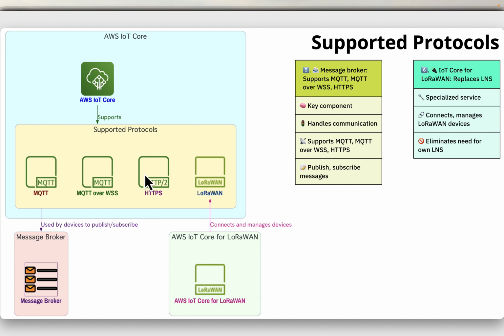So these are basically four major protocols, but there are two components. One is message broker for all this and one for LoRaWAN to handle only LoRaWAN protocol.